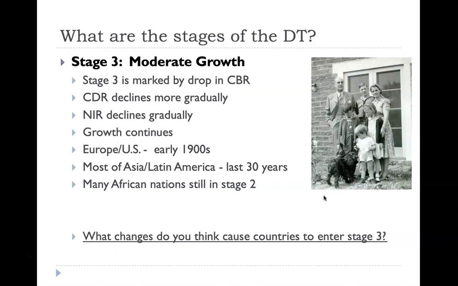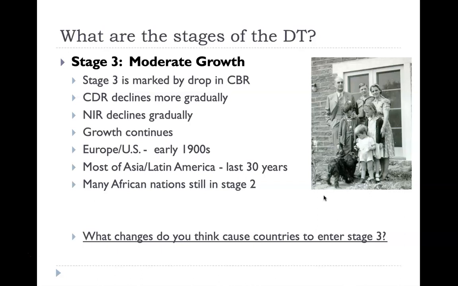All right, stage 3 is where the cultural lag stops. We start to see a birth rate drop. It's marked by a drop in the crude birth rate. All right, CDR is going to continue to plug away. You're going to see an introduction into things like family planning, contraception, birth control, that type of thing.